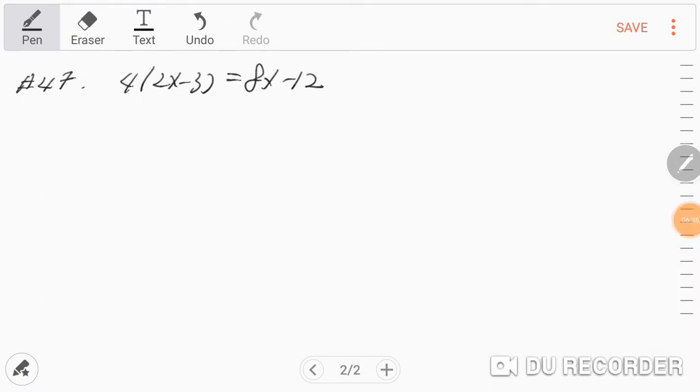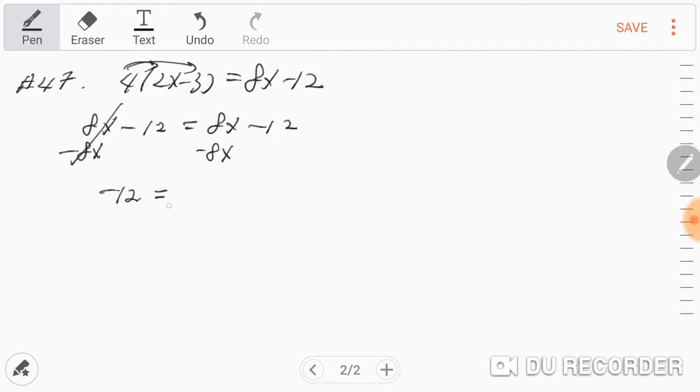Okay, this equation has parentheses. So let's remove the parentheses by using the distributive property. So 4 times 2x is 8x. 4 times negative 3 is negative 12, equals 8x minus 12. Let's move this 8x from the right side to the left. So subtract 8x from each side. Then the left-hand side cancels out. We have negative 12 equals the right side, 8x minus 8x is 0, and negative 12.